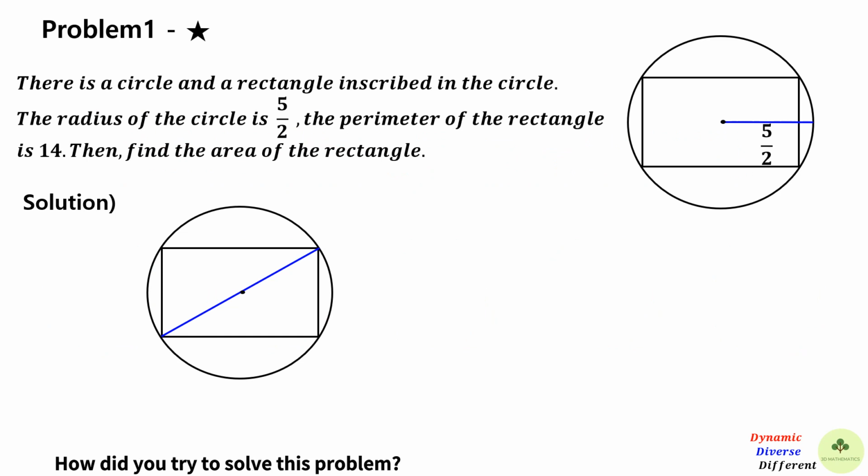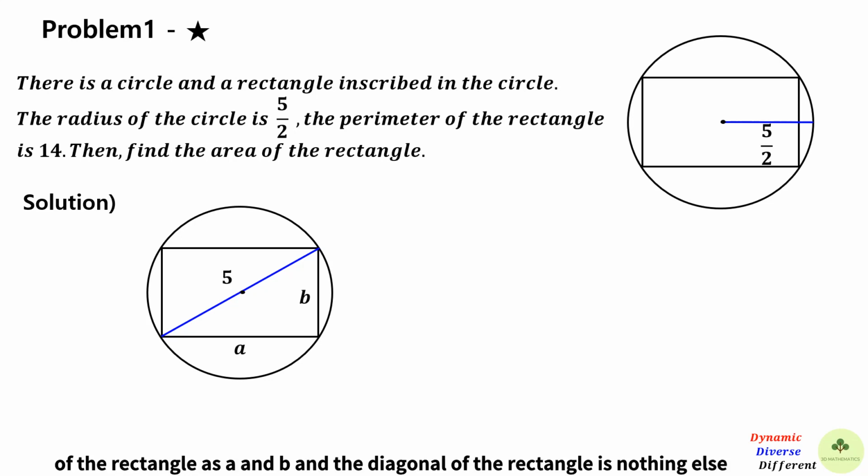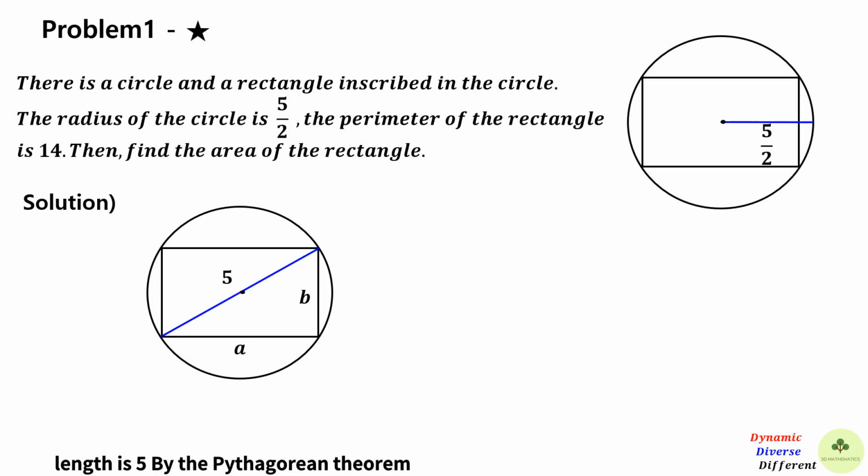How did you try to solve this problem? I will give you my solution. Let's put the two lengths of the rectangle as a and b, and the diagonal of the rectangle is nothing else but the diameter of the circle. So we know that this blue line's length is 5.